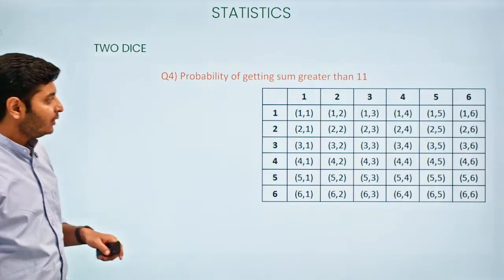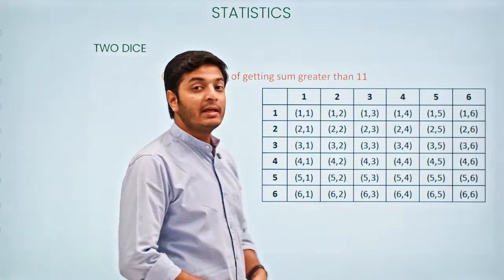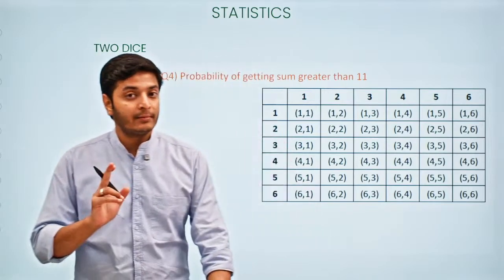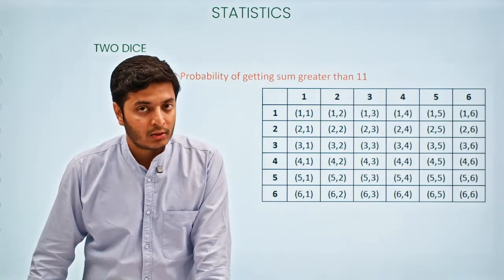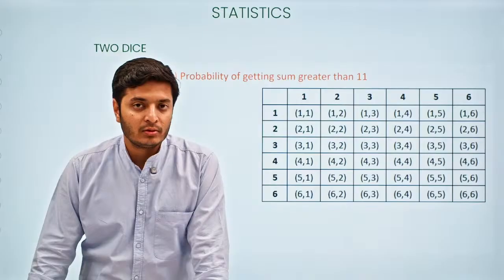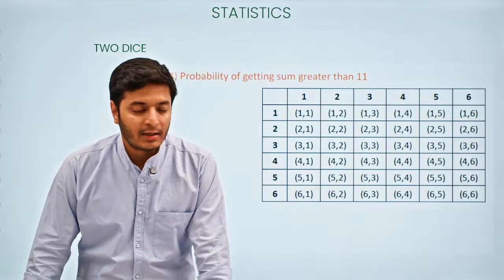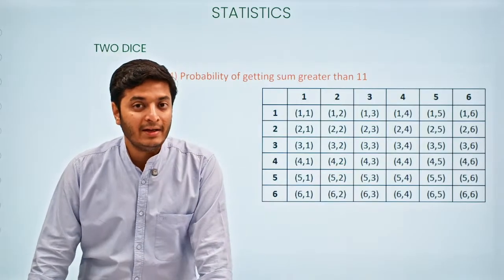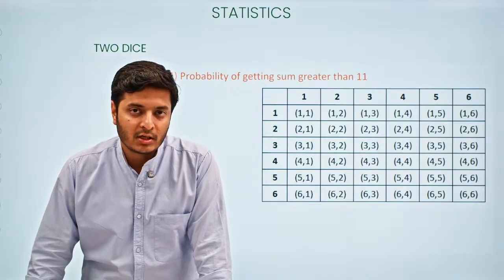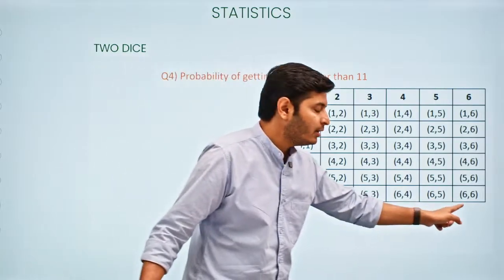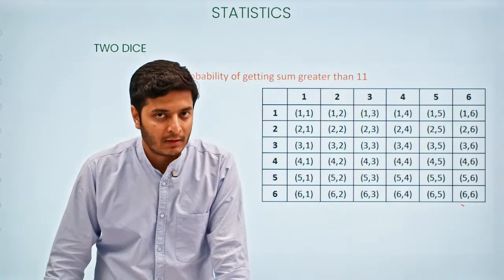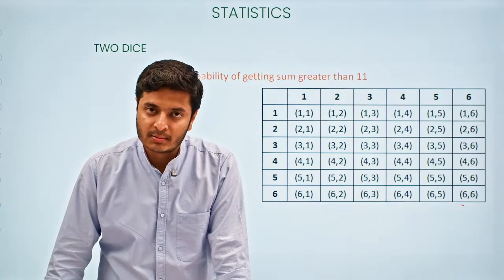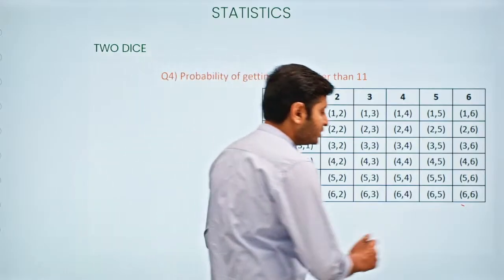Now, probability of getting sum greater than 11. Look at the wording. Here they are not mentioning greater than or equal to. They only want to know the probability of getting an outcome which is gonna sum greater than 11. How many such outcomes are possible? There's only one, because this is the only number which is gonna result in 12. Both the die are showing 6. 6 plus 6, 12. So this is the only outcome.